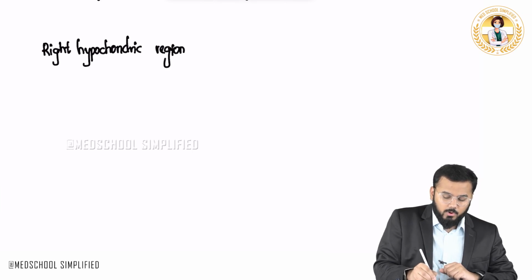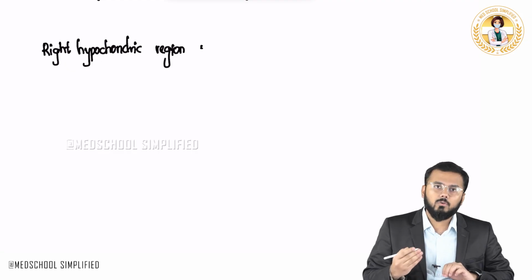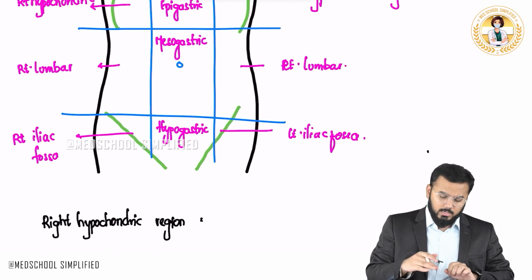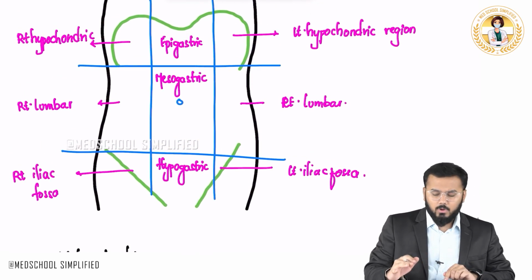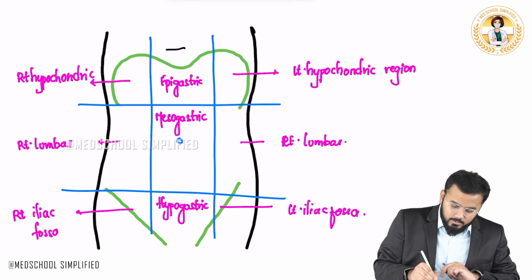So in the right hypochondriac region, we have different organs. For example, in the right hypochondriac region, what do you have? You have the liver and the gallbladder, right? So what I will do, guys, is draw some of the organs over here so that it will be better for you to understand. If you can see here, this is the liver like this.